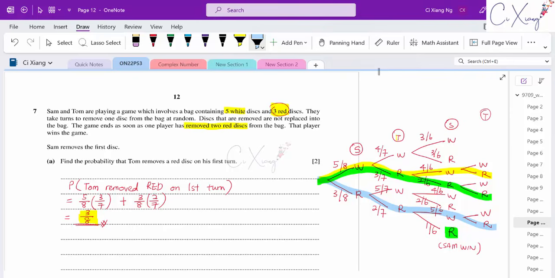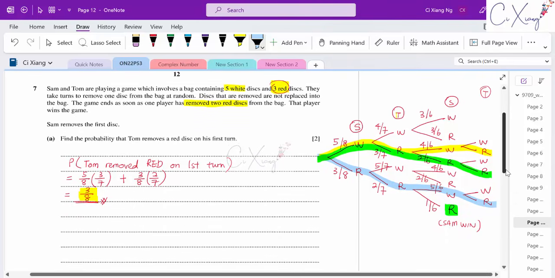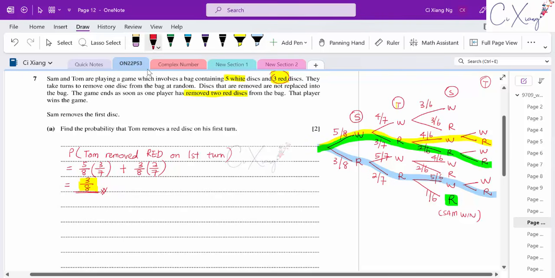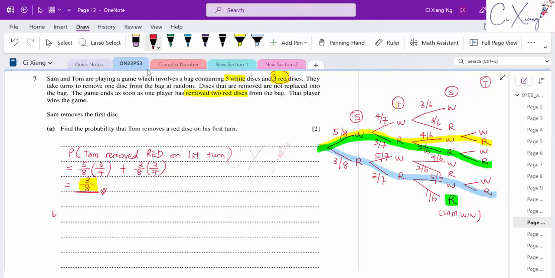Alright, okay, so to calculate the probability, maybe I show the solution here so that we can refer to the tree diagram. Okay, so for part number B, if I want to get the answer where Tom wins the game on second turn, follow the yellow color pathway. I have 5 over 8, then 3 over 7. The third one will be 4 over 6, where Sam gets the white color one. And the last one is Tom gets the red one.